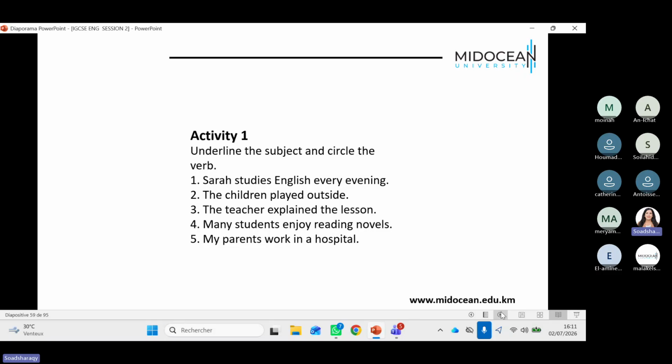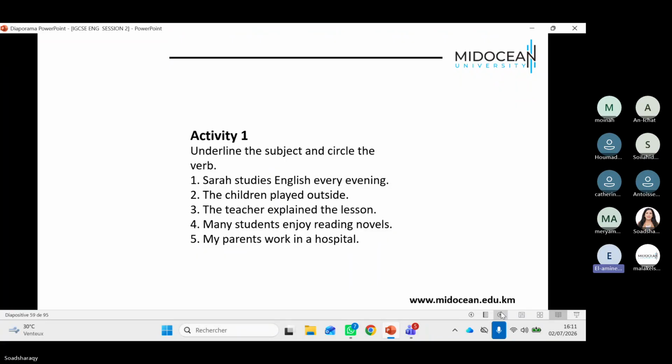Number 4. Many students enjoy reading. Many students is the subject. So students is the subject, and enjoy and reading are the verbs in this sentence. Enjoy is the verb, not enjoy reading. The verb is to enjoy. Reading is a noun here. You enjoy what? Reading, a noun.